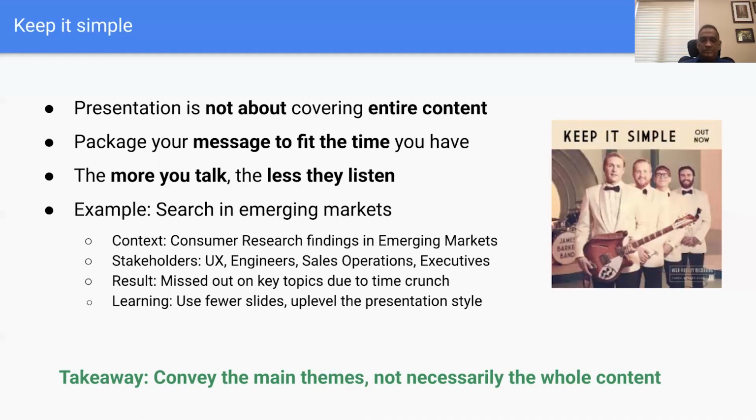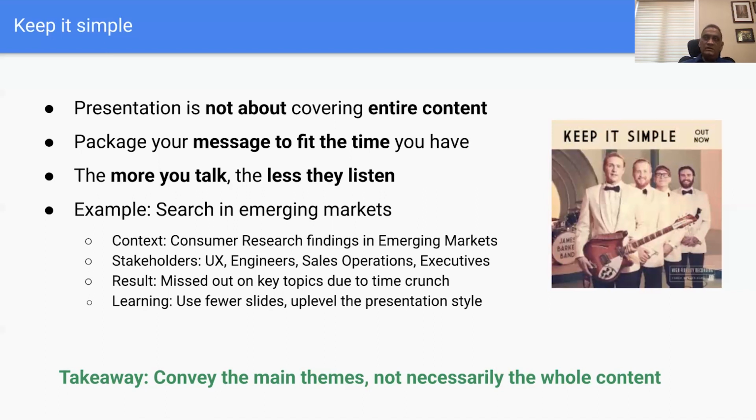So, for example, in this case, up-leveling would have been the key takeaway, because the executives were looking for what exactly we found in about 6 months of research. And you can't go about talking about every nitty-gritty detail there. So again, fewer slides and up-leveling the presentation would have been the right format for this presentation.